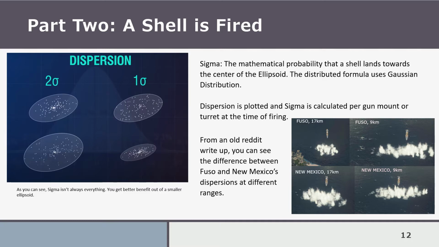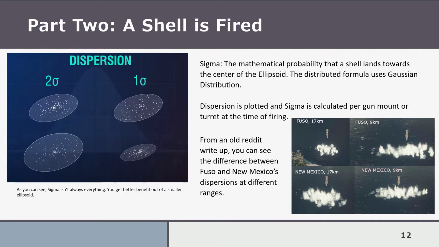The dispersion is plotted, and the sigma is calculated per gun mount at the time of firing for each turret. On the right hand side here, you can see this is something Sub Octavian actually did using the developer version of WoWs. They made New Mexico and Fuso both fire 10 shells at the exact same time, and that's Fuso at 9 kilometers and 17, and New Mexico at 9 kilometers and 17.